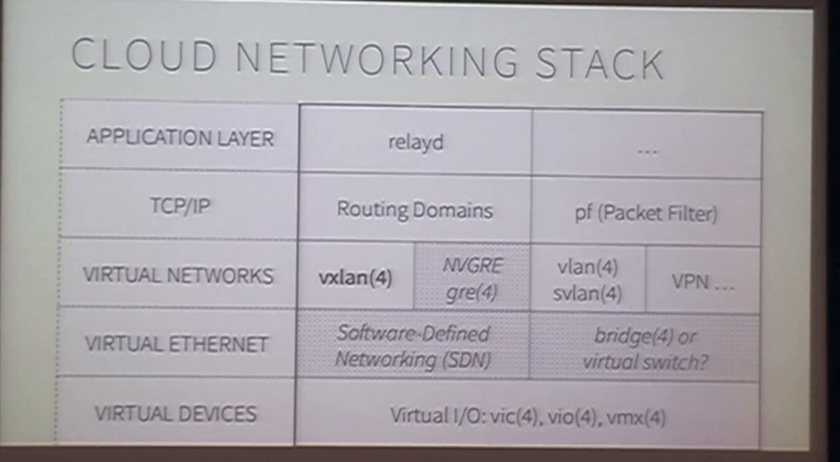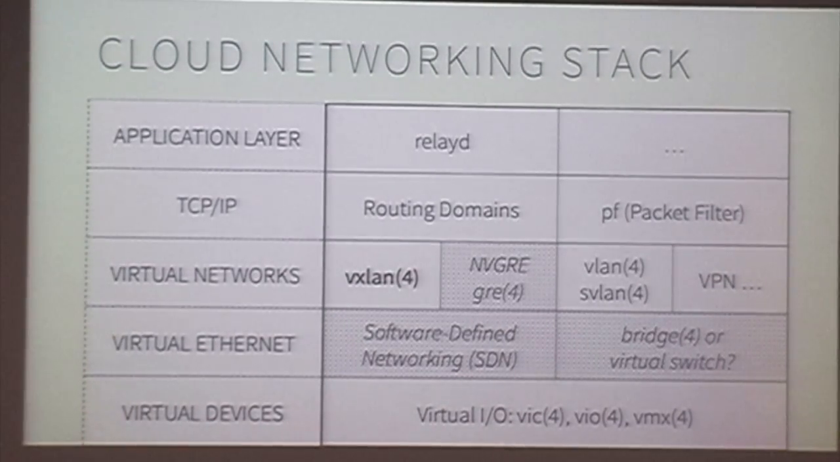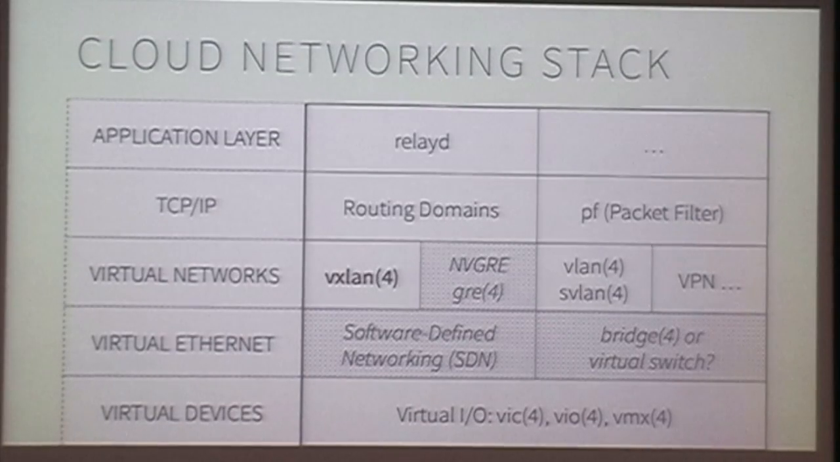VXLAN is a driver for virtual overlay networks. This was a quick implementation basically. NVGRE is almost identical, but just a different vendor invented it. And then we have VLANs, SVLANs, and all the VPN protocols. VPN protocols are also very important in cloud environments when you have managed services, for example, or platform as a service. So the company runs the data center somewhere in the cloud, and then you use VPN to connect to it, or you have road warrior variants and so on.